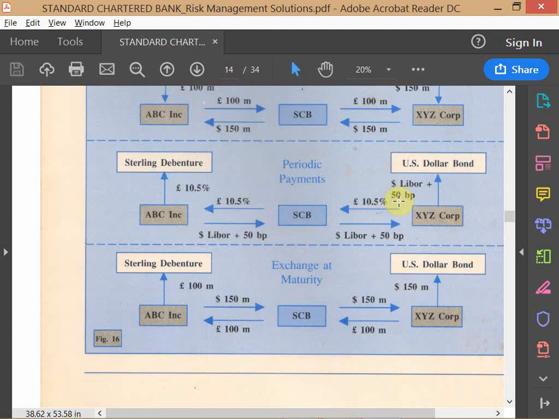I'm just asking, what is your net position? Suppose your underlying position is you are long $100 million worth of crude oil, okay? And then in your hedge position, you sold $70 million of crude oil. So your net position is you're long $30 million worth of crude oil, right? So what is the net position of XYZ Corp? What is the difference between the 10.5 and this LIBOR plus 50?